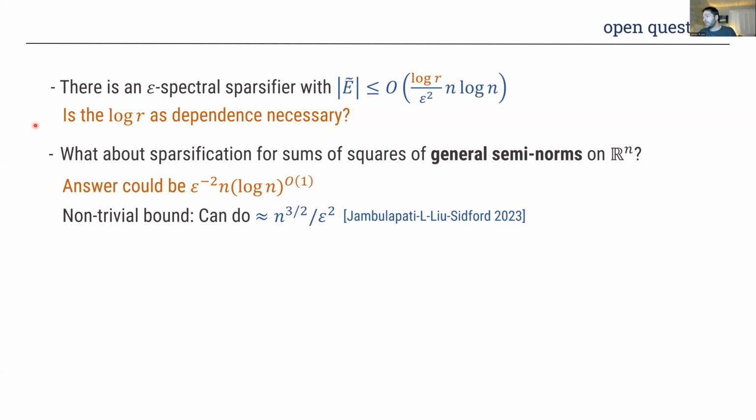So these two questions are very closely related, and in my opinion, the main open question of this line of work based on the empirical method would be, can you remove this log r, and in some sense equivalently, can you do near linear sparsification for arbitrary sums of squares of norms, not just those coming from hypergraph energies. And like I said, for arbitrary sums of squares of seminorms, you can do something non-trivial, but it's not near linear.